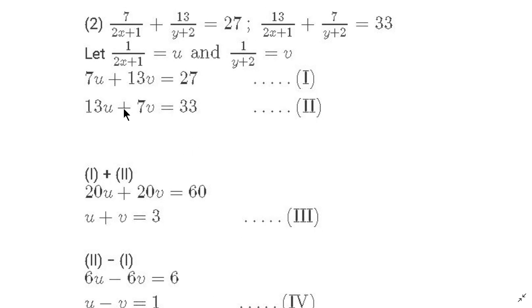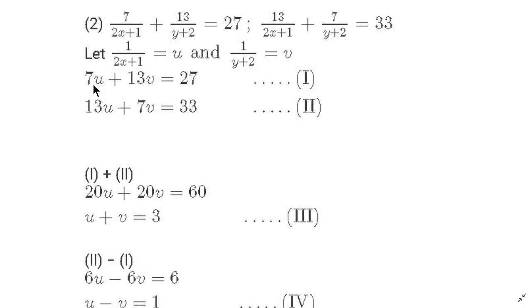So this is example number 2. 7 upon 2x plus 1 plus 13 upon y plus 2 is equal to 27. 13 upon 2x plus 1 plus 7 upon y plus 2 is equal to 33. Here we can see these are not in linear format. So what we will do is substitute: 1 upon 2x plus 1 is equal to u, and 1 upon y plus 2 is equal to v. Similar format to the previous example.